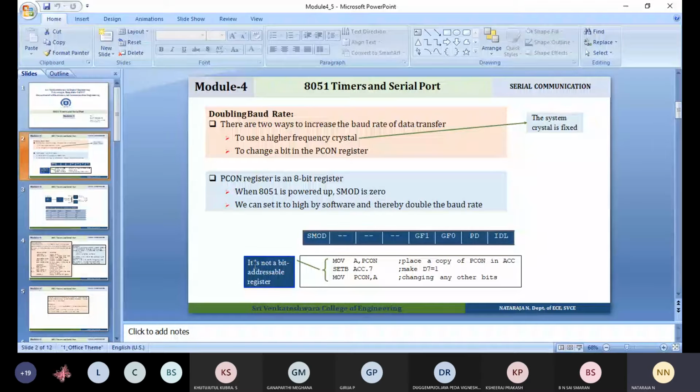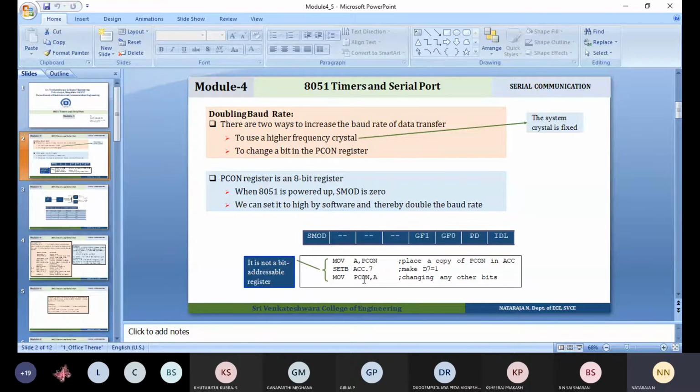See, just an example here: MOV A, PCON. Place a copy of PCON in the accumulator. I move the PCON register, the power control register, to the accumulator, mapped to the 8 bits. Then SETB ACC.7: whatever is in the PCON that I copied into the accumulator, D0 to D7, is copied the same. In SETB ACC.7, the SMOD bit gets set. It means the D7 bit, SMOD, is equal to 1. Because it is the D7th bit, it is set to 1.